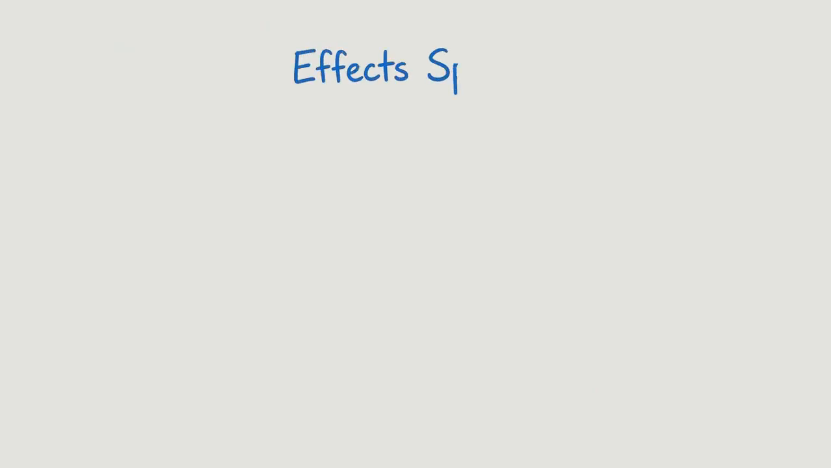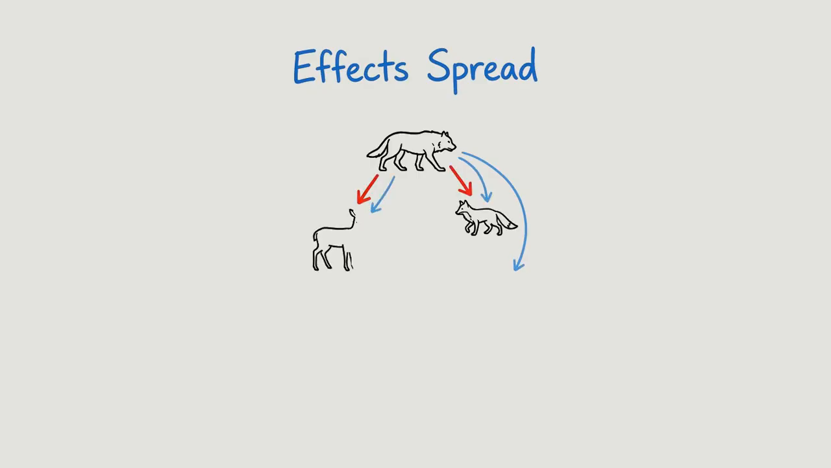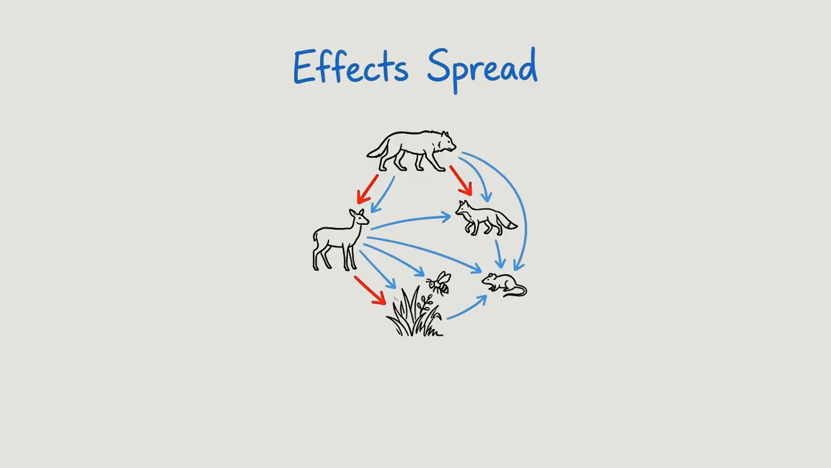Keystone species matter so much because of how their effects spread. They often have strong interactions with other species, meaning a small change in their population causes large changes elsewhere. Their influence is usually indirect. One interaction triggers another, then another, moving through the food web. And their role is often hard to replace. Few other species can step in and do the same job.